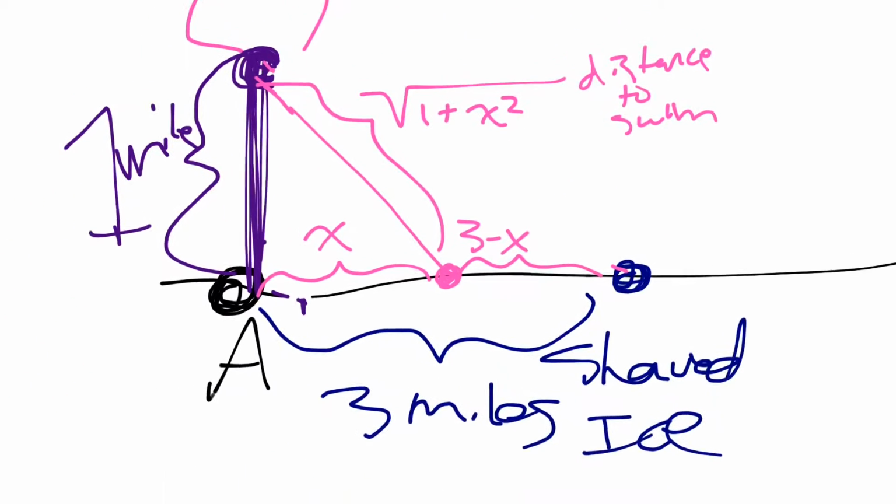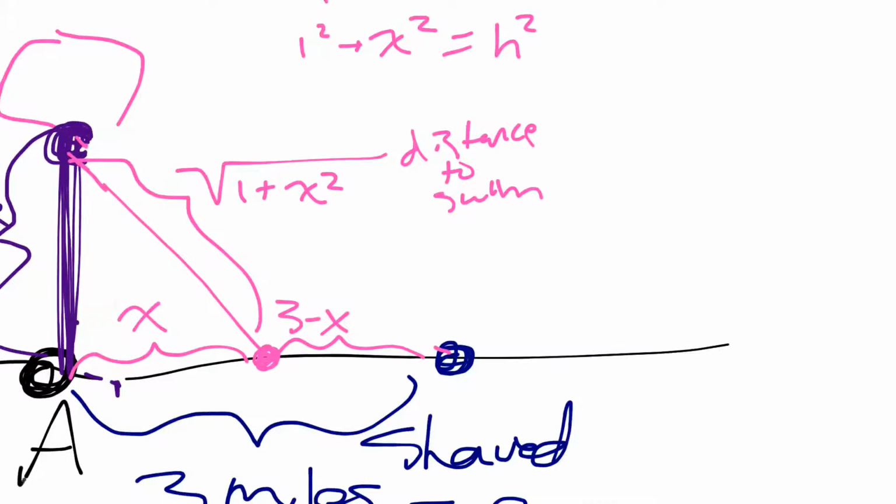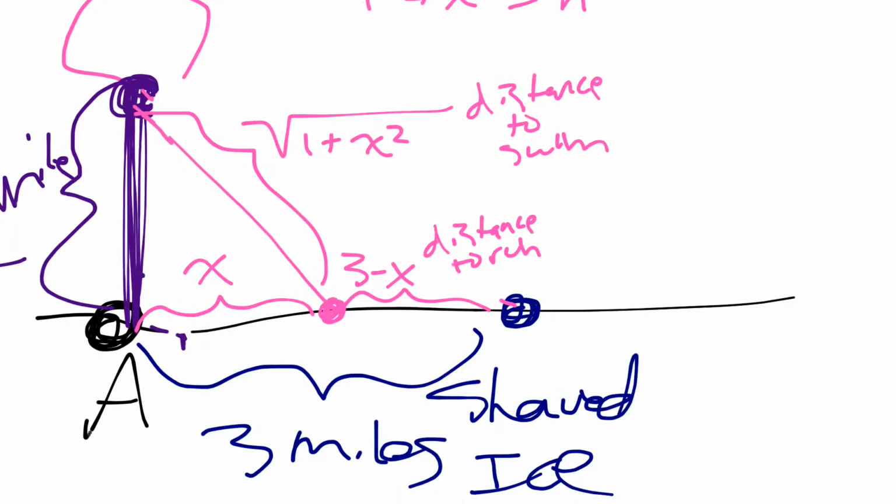And we have another expression, 3 minus x, which represents the distance to run. Because if we land here, if that is our landing point from swimming, we have to swim that hypotenuse and run on 3 minus x to get to the shaved ice stand.